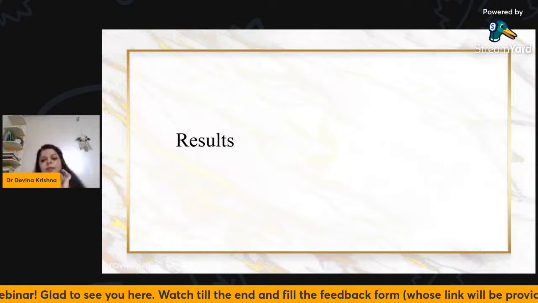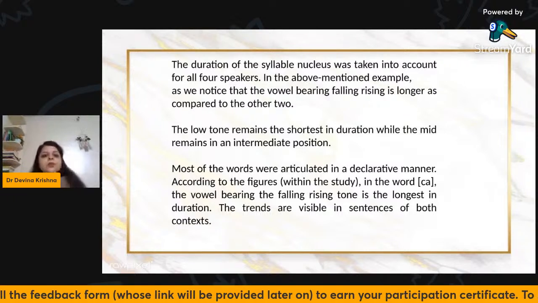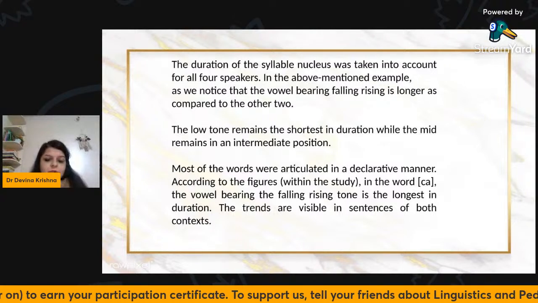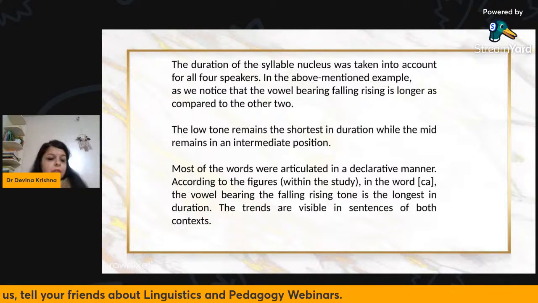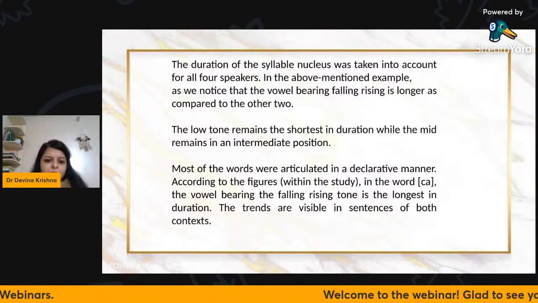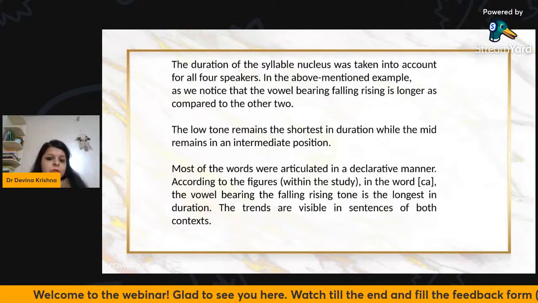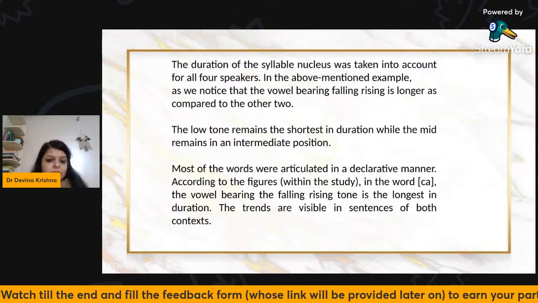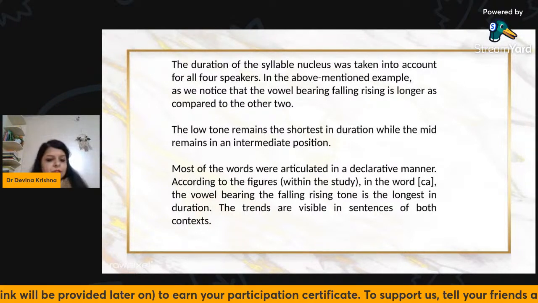All right, so these are the results. The duration of the syllable nucleus was taken into account for all four speakers. This is just a repetition of what I said: the falling-rising tone was longer as compared to the other two. The low tone remained the shortest in duration, and the mid tone was in an intermediate position. Most of the words were articulated in a declarative manner, and here I have focused especially on the word cha, because the results were very positive there. The vowel bearing the falling-rising tone was the longest in duration, and these trends were visible in sentences of both contexts.